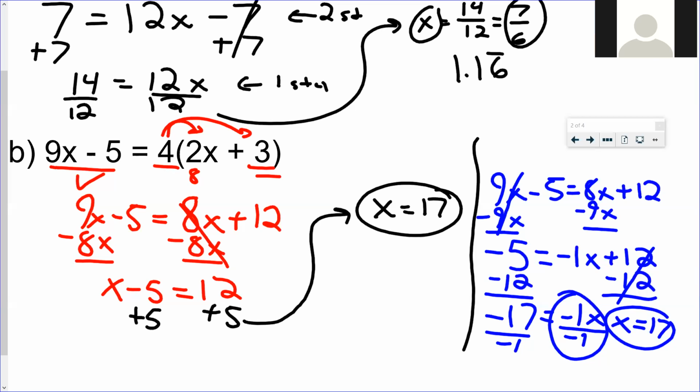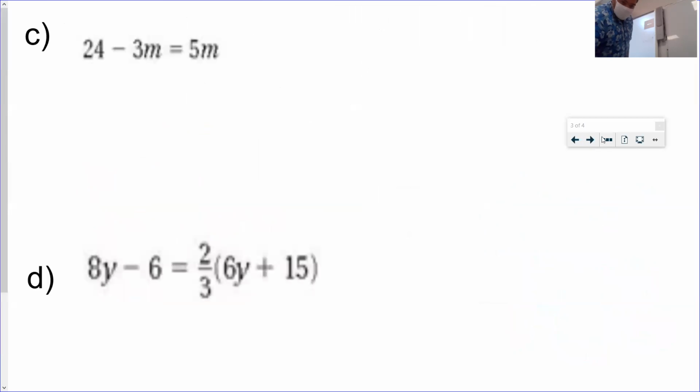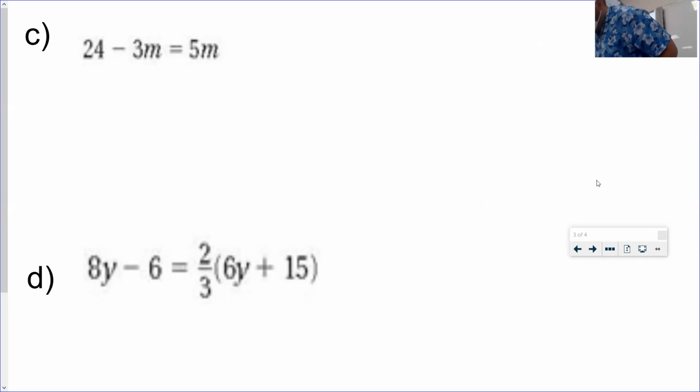Okay. Doesn't seem like we have any issues there, so we're going to the next part. C and D. I want everyone to try number C. It should be straightforward. Again, you're trying to move the smaller one over. Notice it's a minus 3m, so think what you have to do on both sides. When you get your answer, just privately chat me the answer, and let's see if you're right.